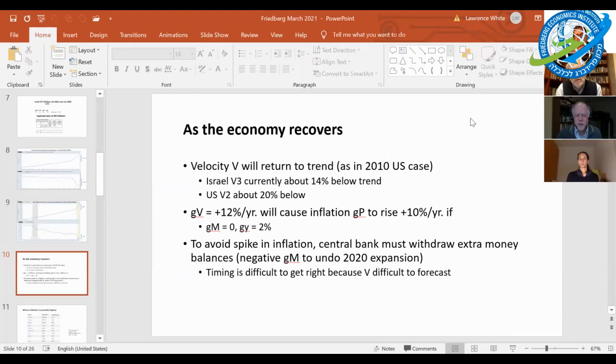But that means we may see periods of negative inflation, which we had in the US last year. We may see 5% inflation before the Fed corrects course. And in fact, I'm not sure what the Bank of Israel is saying about this, but the Fed is saying we're going to let inflation run above our target of 2% until we start to react.